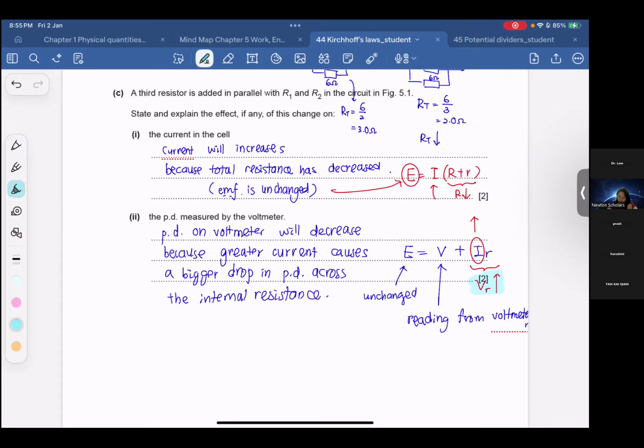Okay, the most important reason is this. If you only mention greater current, no mark. Then greater current, then why would my voltmeter decrease? We're reading for the voltmeter, why decrease? It's because the internal resistance gets more share, more potential difference already. Okay, is that clear?